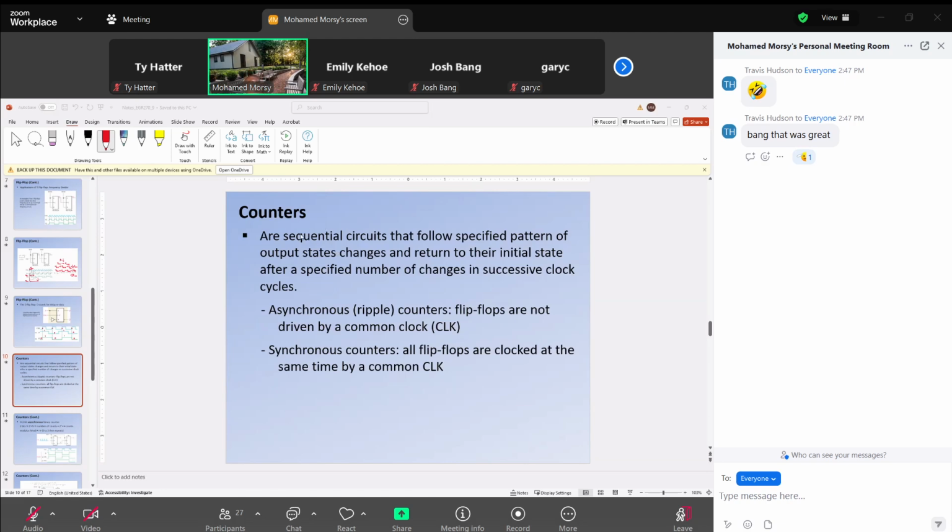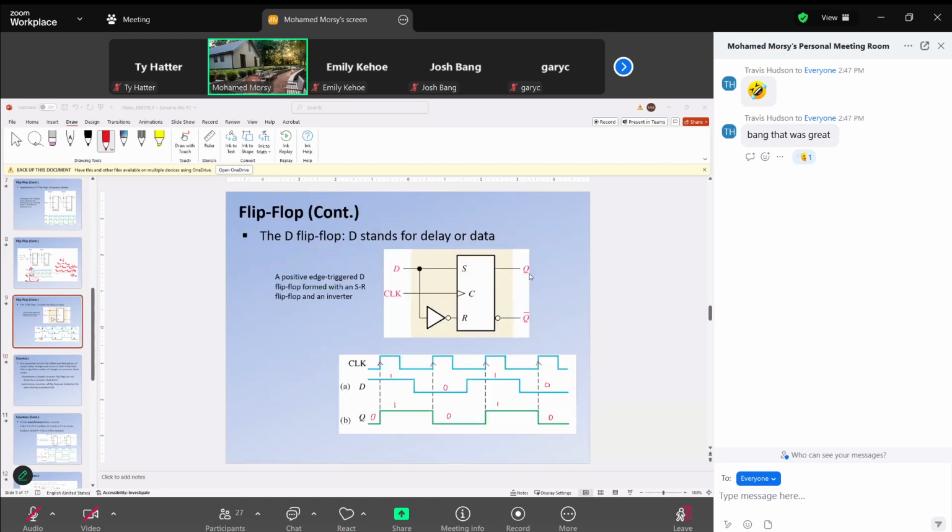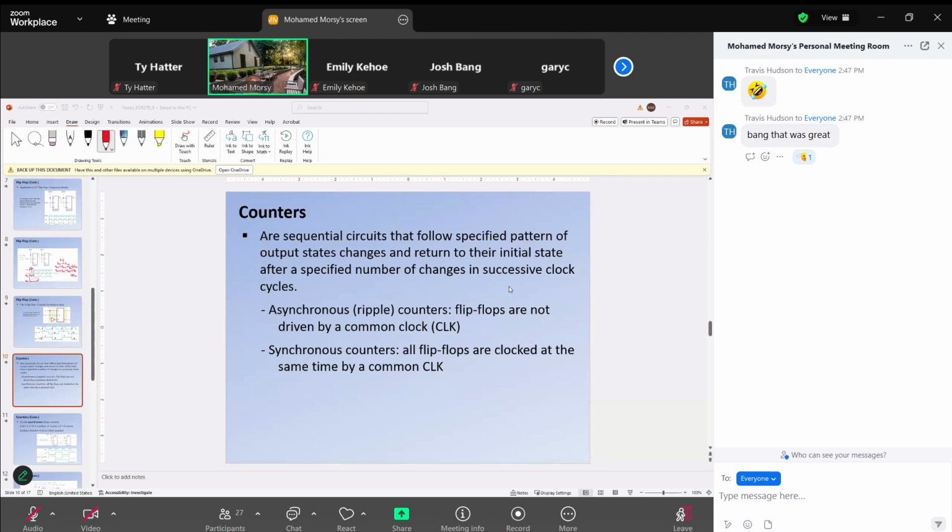So it is sequential because the clock pulse is an important input, and the output depends on this clock pulse. So a counter is a sequential circuit that follows a specified pattern of output state changes, and then returns to its initial state after a specified number of changes in successive clock cycles. We'll see how this happens.